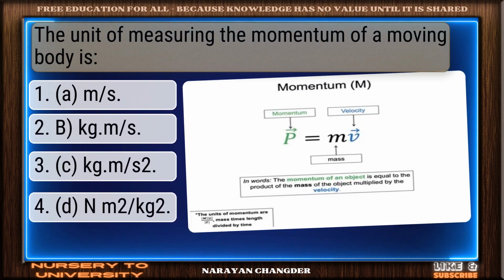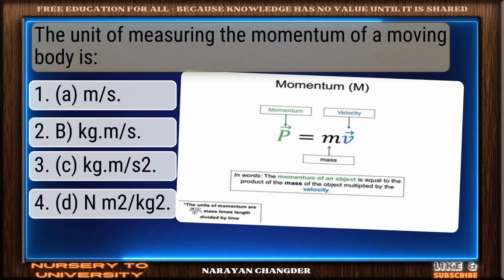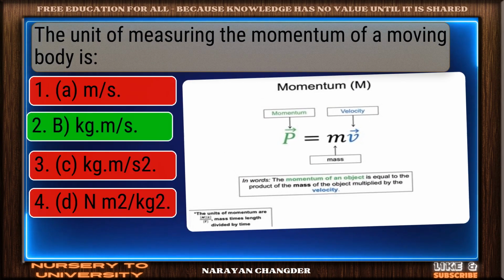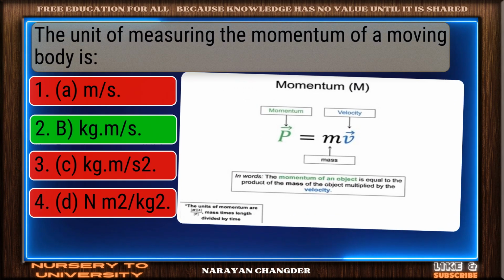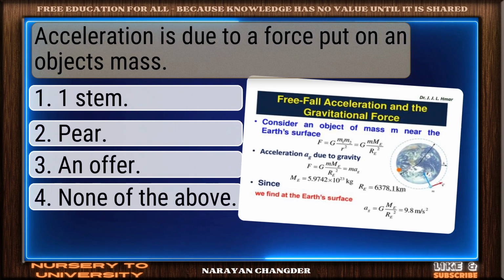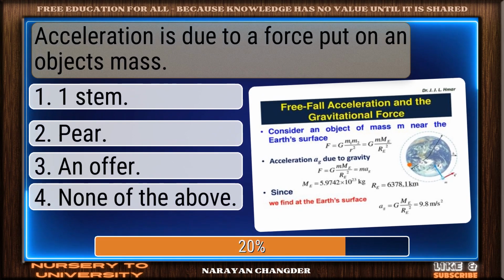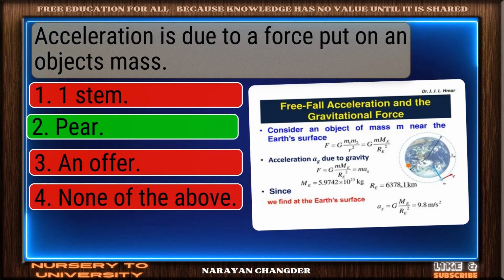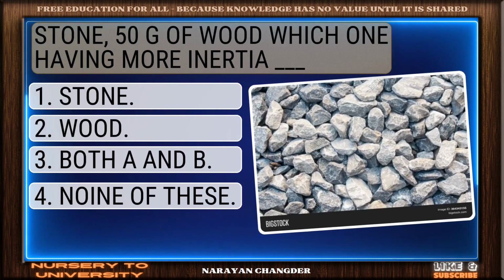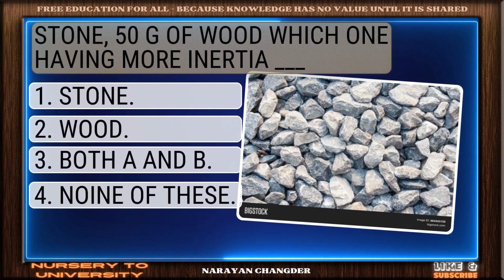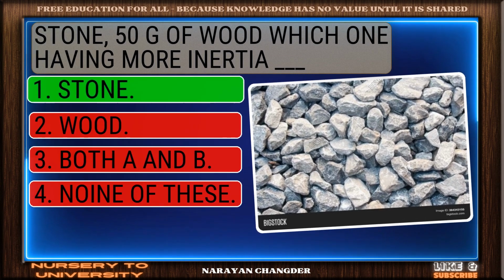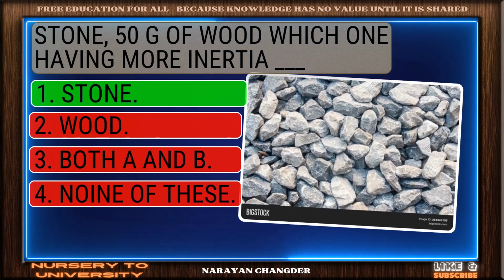Question number 172. The unit of measuring the momentum of a moving body is... Great job. Kg m/s is the accurate answer. Question number 173. Acceleration is due to a force put on an object's mass. Good thinking. True is the right answer. Question number 174. Stone or 50 g of wood, which one is having more inertia? Smart pick. Stone is the correct choice.